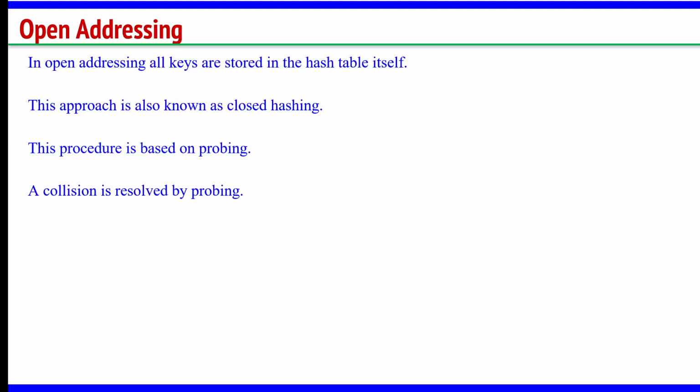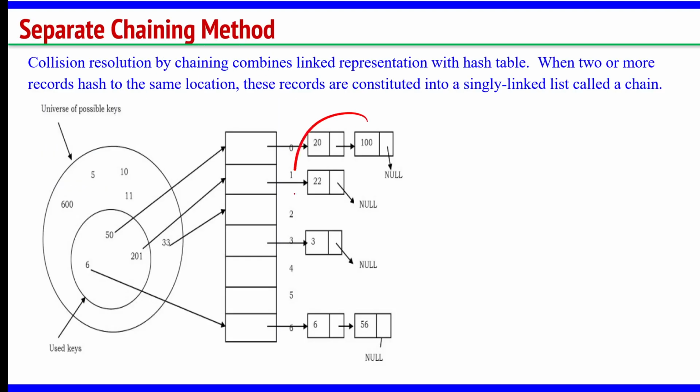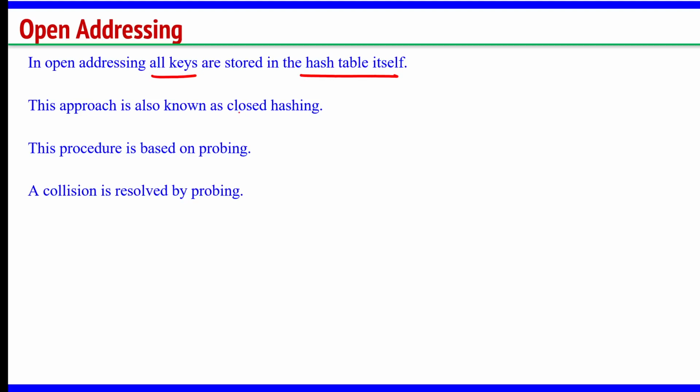So the next approach is open addressing methods. What is this open addressing? In open addressing, all keys are stored in the hash table itself. Here we were storing in a linked list, but here we will be storing in the hash table itself. This approach is known as closed hashing. Why? Because we store the element in the hash table itself. That's why it is called closed hashing.